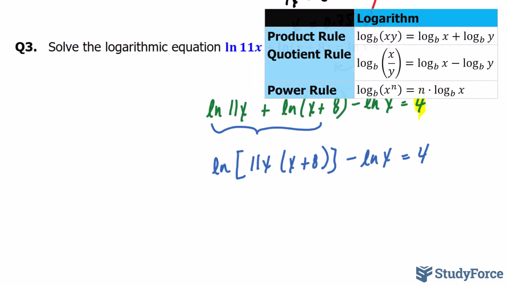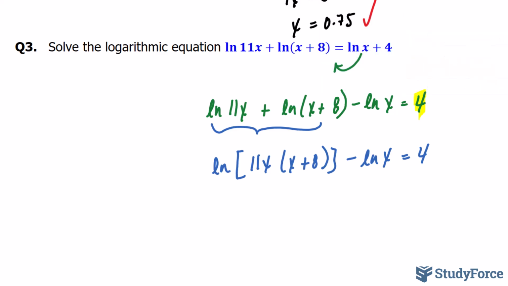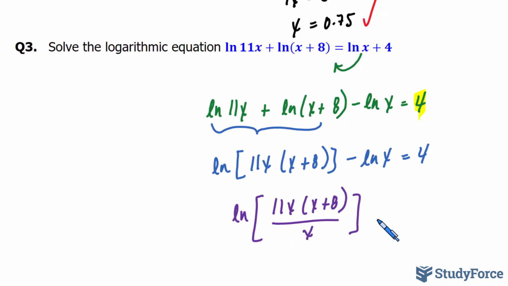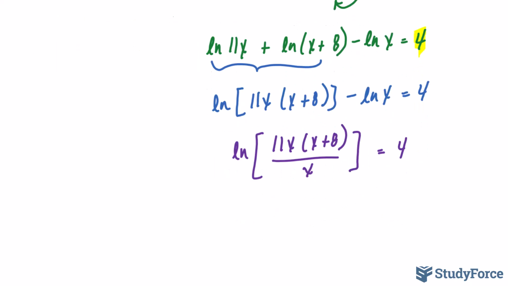Applying the next property involving subtraction of logs of the same base, we'll write this part and that part as a quotient. So we have ln of 11x times x plus 8, divided by x, close, is equal to 4. Now I want you to be very careful here. A lot of students will immediately start to cancel out the two x's. But the problem with that is that you're making the assumption that x can't equal 0. But you can't make that assumption here. So don't be so quick to cancel out the x's.